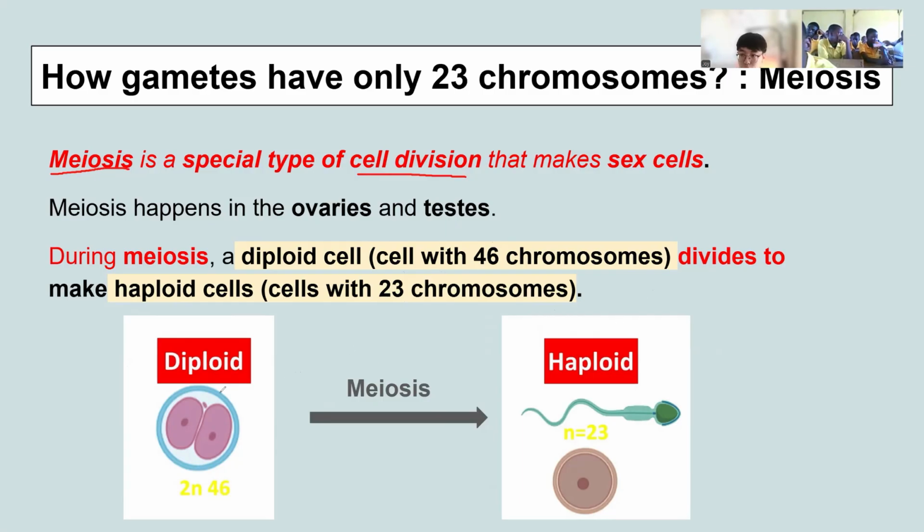All human bodies have 46 chromosomes, but in the ovaries, when meiosis happens, the egg is produced with 23 chromosomes. And similarly in males, in the testes, meiosis occurs and the sperm have 23 chromosomes.